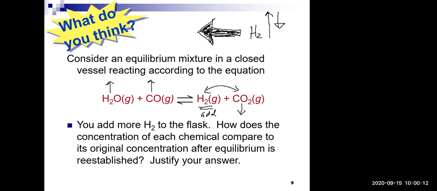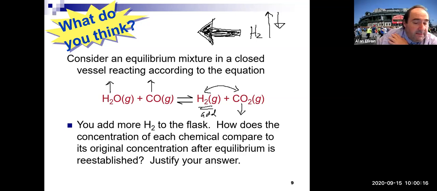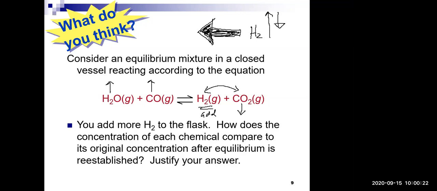But then the H2O and CO will increase, right? Say it one more time. The H2O and the CO will increase. Is that what's going to happen?